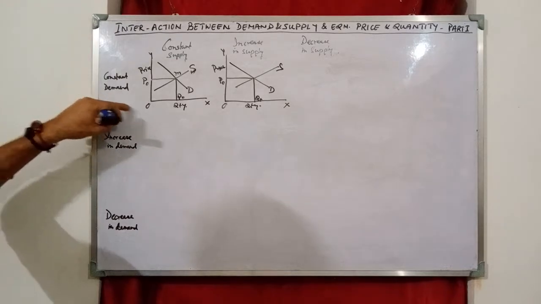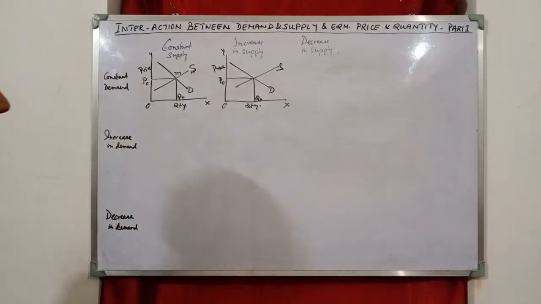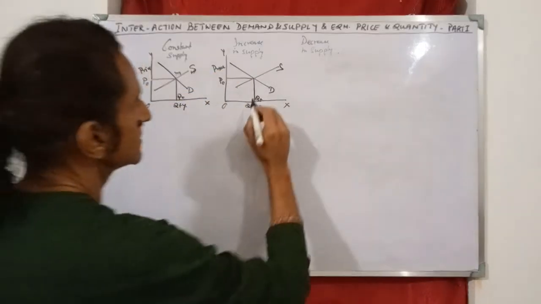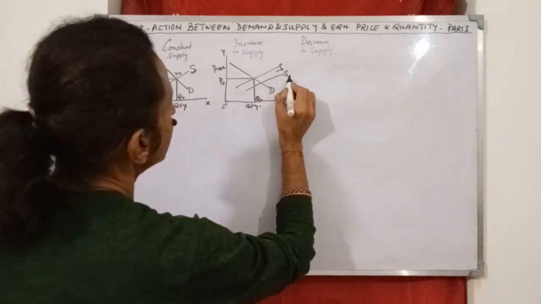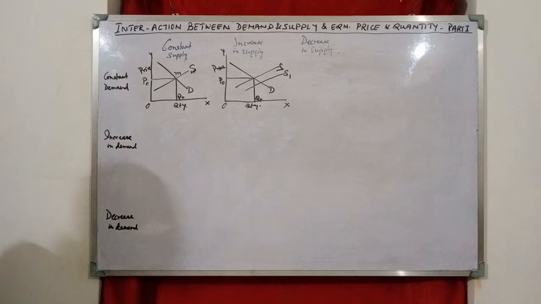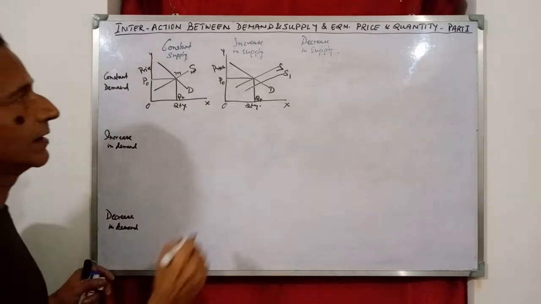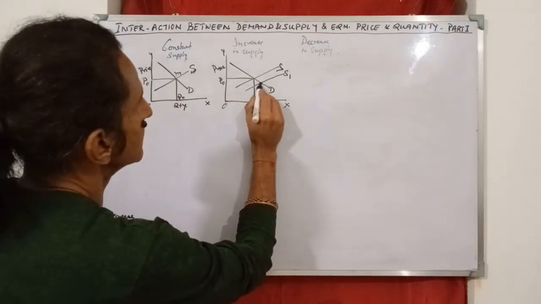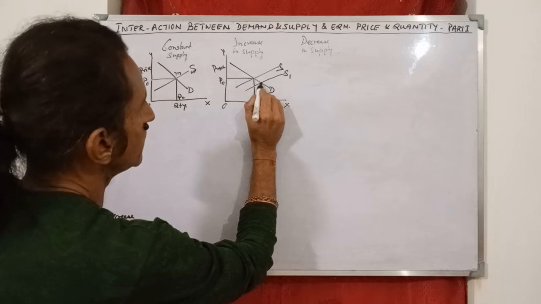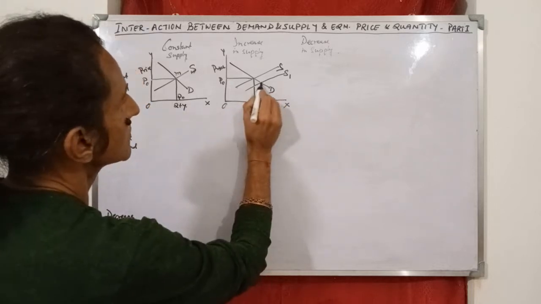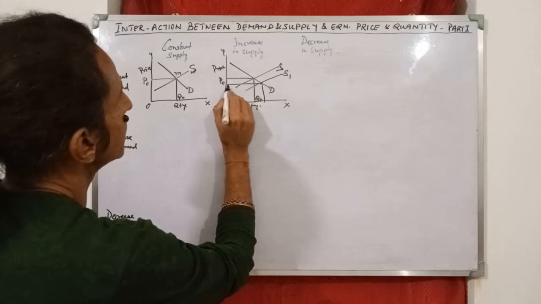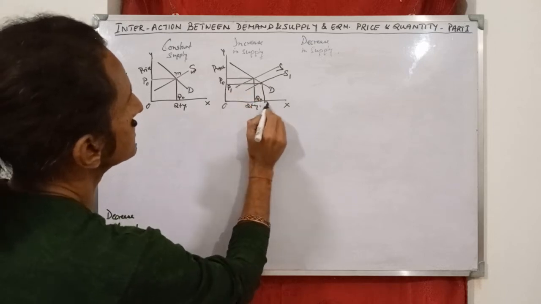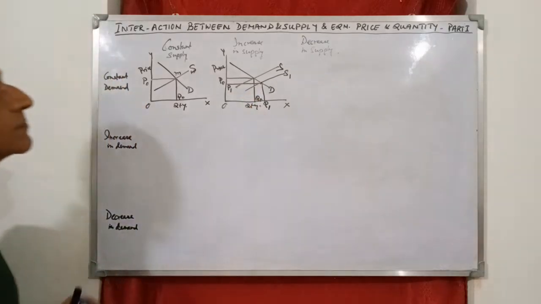Now demand is constant and supply is increasing. When supply increases, it moves rightward. So S1 is the new supply curve when supply is increasing. As a result, this is the point of intersection between S1 and D. So new equilibrium price and quantity become, say this is P1, this is Q1.